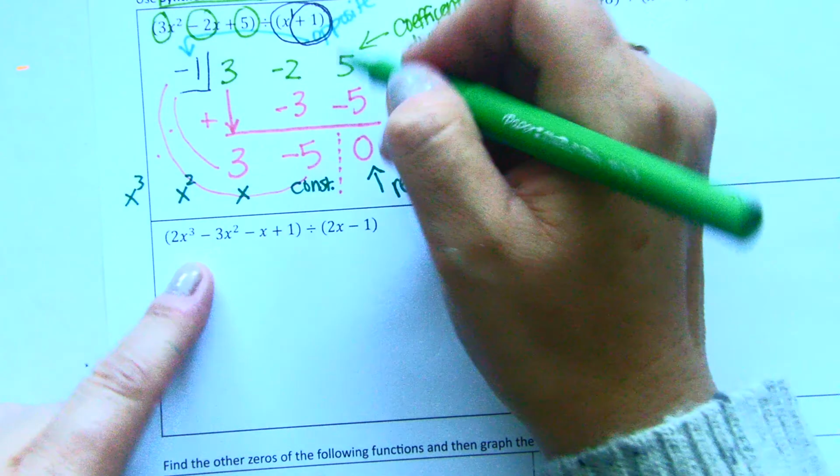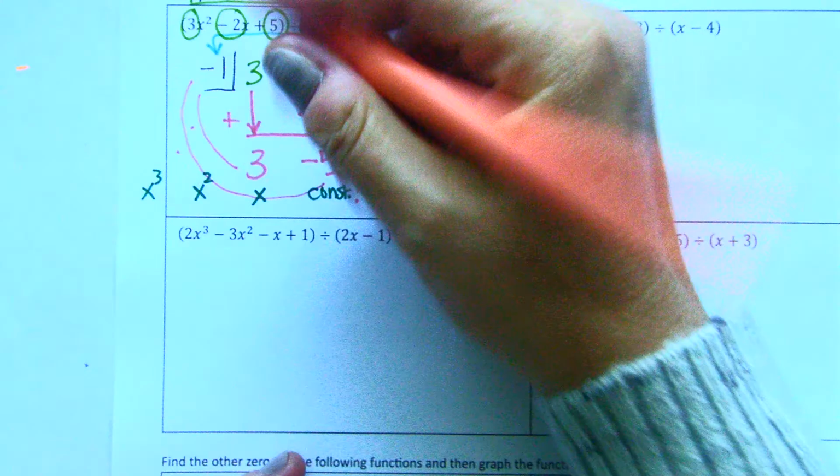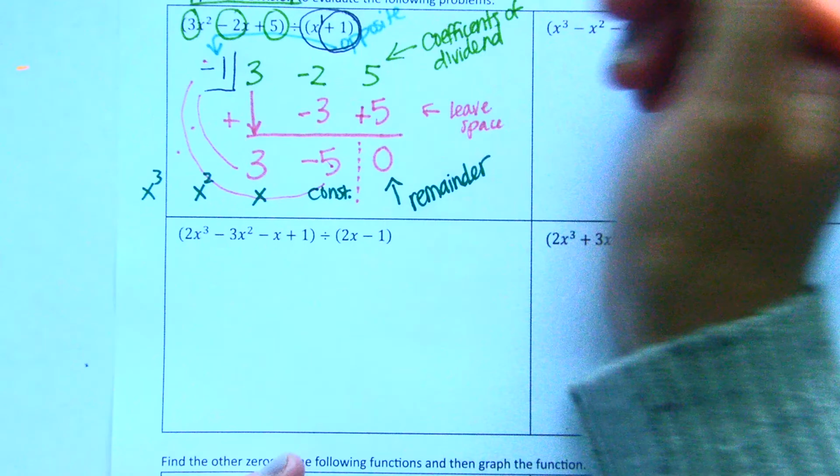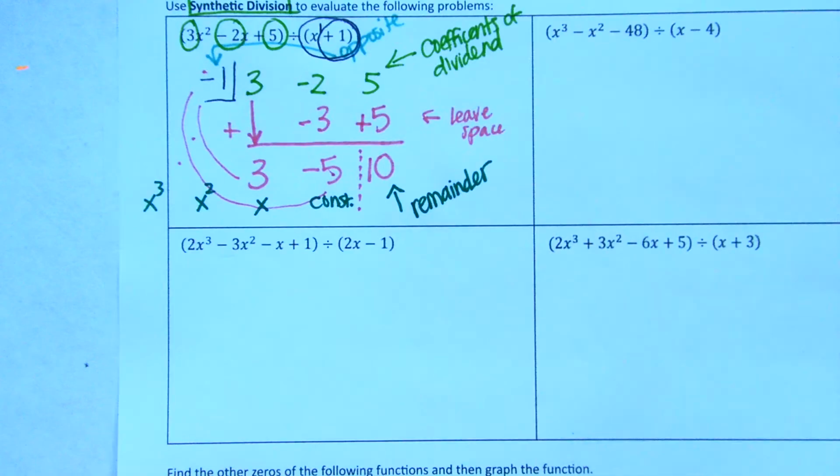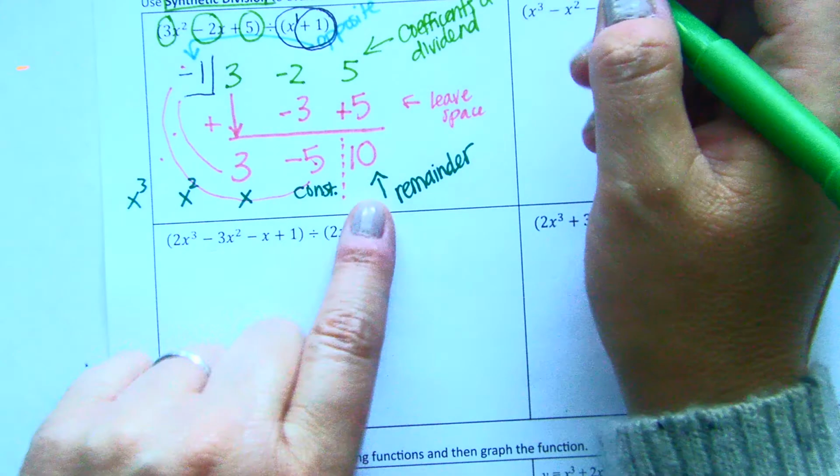Oh, whoops, I messed up. -5 times a -5 is a +5. So my remainder is 10. Good thing we weren't in class. You'd all be chatting me up, telling me I made a mistake.